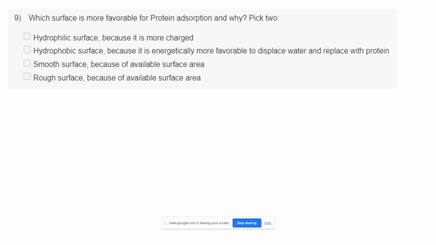Which surface is more favorable for protein adsorption and why? You have to select two options. The first option is hydrophobic surface because it is energetically more favorable to displace water and replace it with protein. And the next option that is correct is rough surface because of its available surface area.